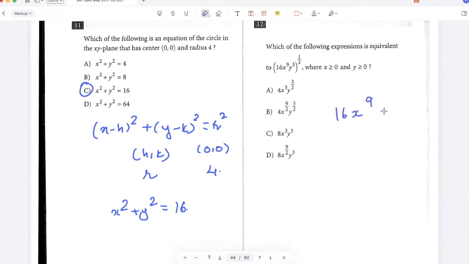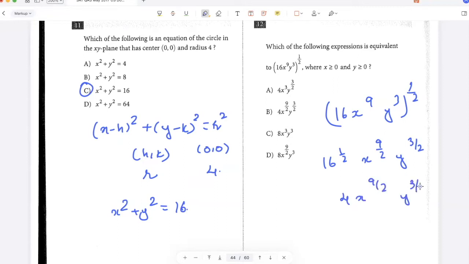Which of the following expressions is equivalent to this? (16 x to the power 9 y to the power 3) whole to the power half. So that's 16 to the power half, x to the power 9 by 2, and y to the power 3 by 2. And 16 to the power half is the square root of 16, which is 4. So 4x to the power 9 by 2 and y to the power 3 by 2. So B.